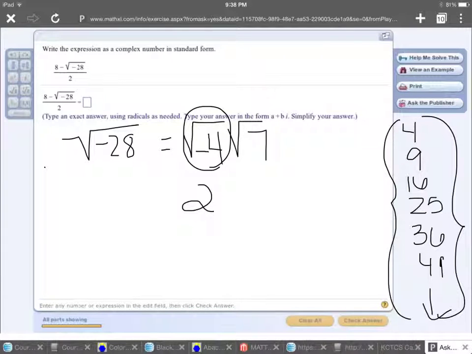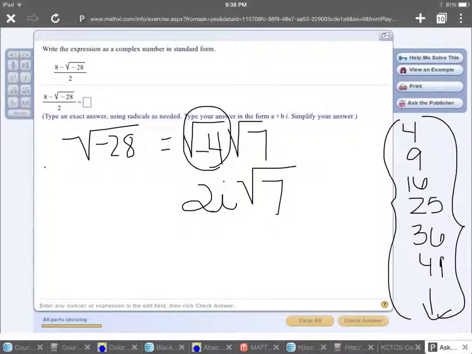and I'm sure you've learned that when you take the square root of a negative, you have to use the imaginary number i. So the square root of negative 4 is 2i. Now, square root of 7, 7 is not a perfect square, so there's nothing we can do with that but leave it under the radical. So the square root of negative 28 is 2i radical 7.